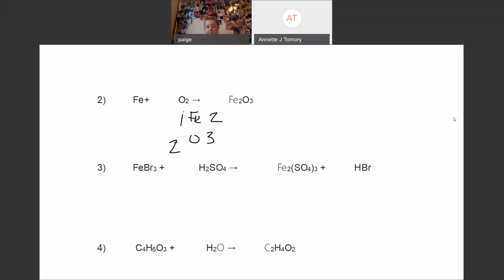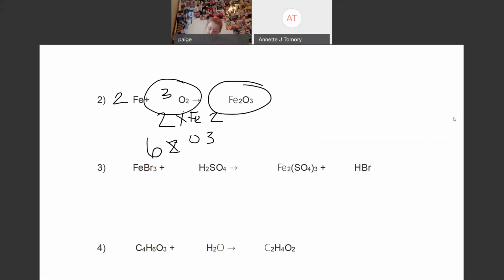All right, so how can I balance out the irons? Multiply the left side by 2, and that becomes a 2. How about the oxygens? What number is divisible by both 2 and 3? 6. So on the left-hand side here, what am I going to put in front to make it 6? 2. Wait, nope, 3, sorry. So this becomes a 6. How about over here on the right-hand side? A 2.